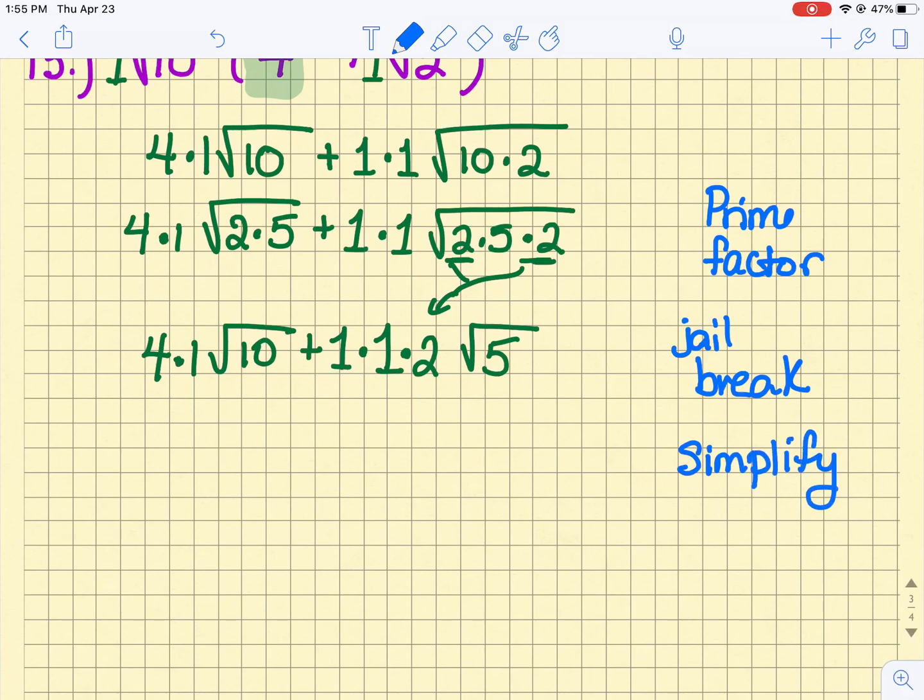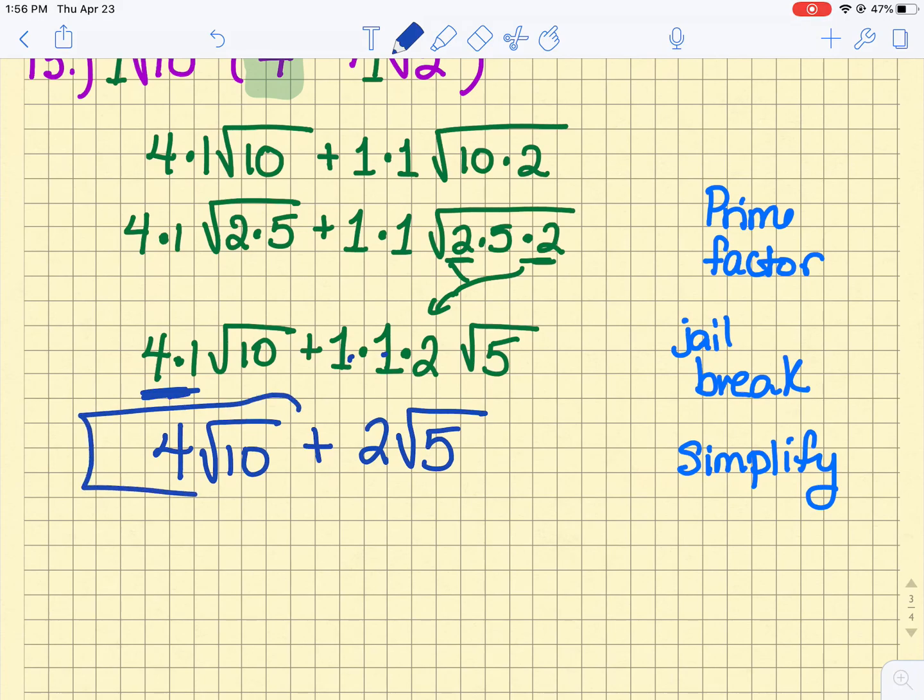Okay? And now this last step is to simplify anything that can be simplified or multiply. So in this step, on the outside here, I can do 4 times 1, which is 4. And the root 10 is still there. And on this one, it's 1 times 1 times 2, so that's on the outside. So that's 2 root 5. And because root 5 and root 10 are different numbers underneath the radical, we can't do anything. And so that's our final simplified answer.